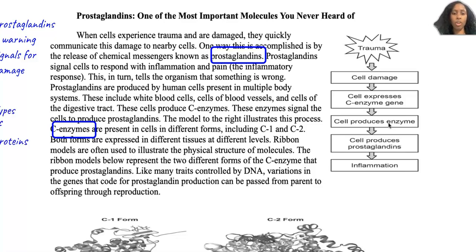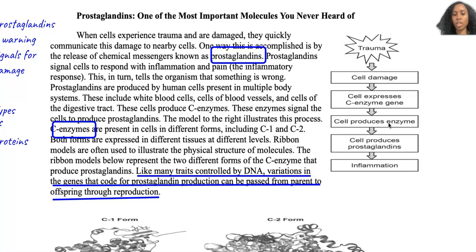And then I also look for the sentence that gave me a lot of information about what is probably causing these different prostaglandins' production. And I saw this last sentence. This last sentence gave me a couple of hints, right?